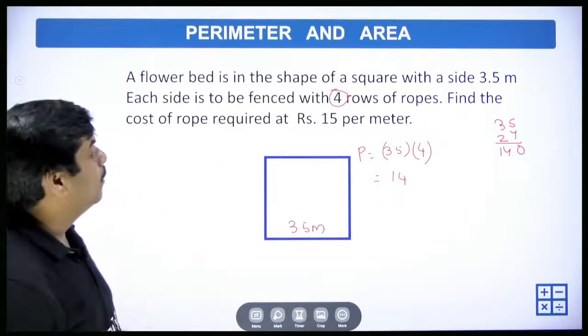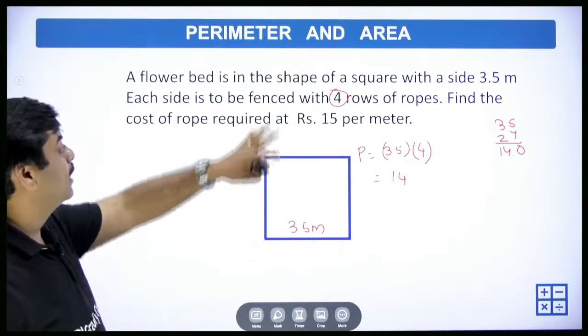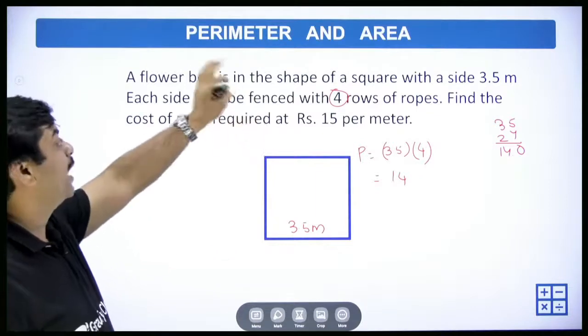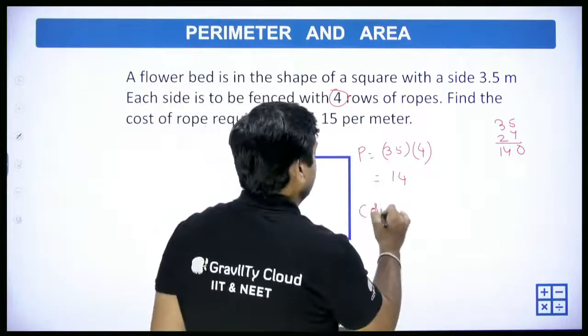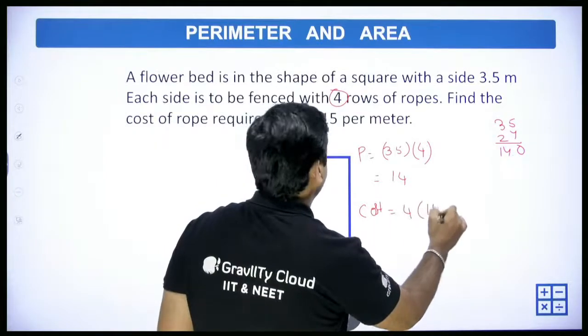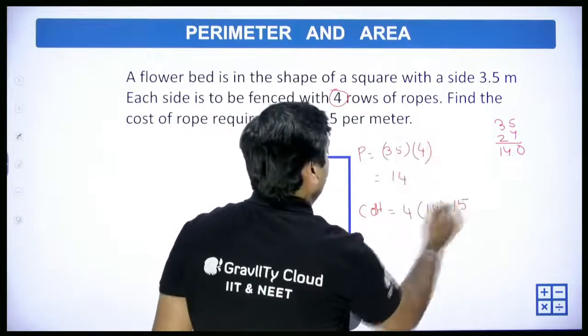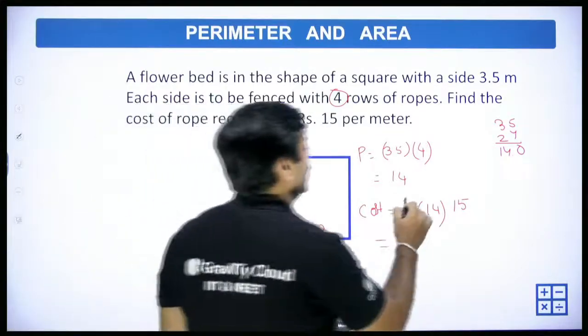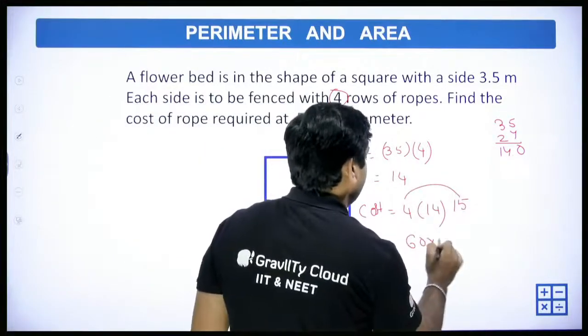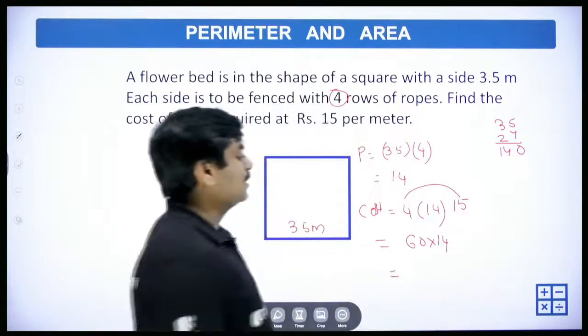So now what happened? That is the perimeter and the cost is given, but each side is to be fenced with 4 times the rope. So the total cost is equal to 4 times 14 into the per meter cost, which is 15. So 4 into 15 is 60.